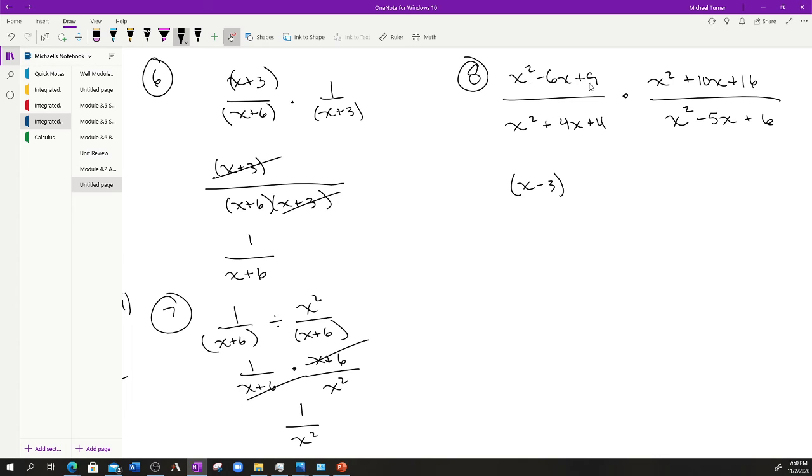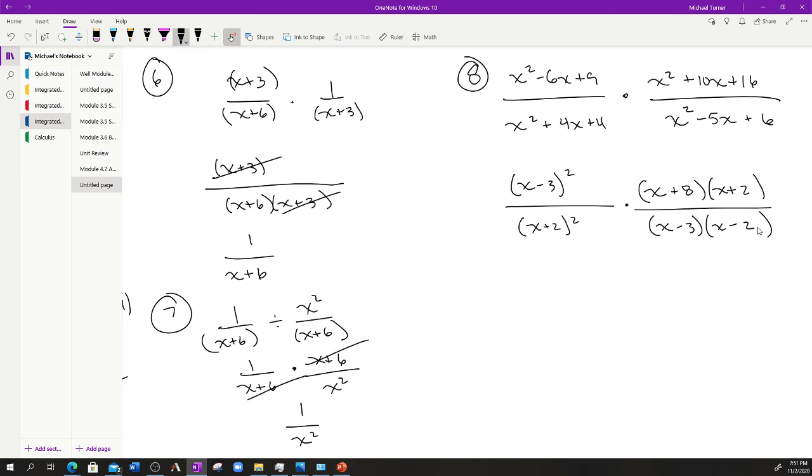So x squared minus 6x plus 9 factored would be x minus 3 quantity squared. X squared plus 4x plus 4 would be x plus 2 quantity squared. And then on the right side, that is factorable to x plus 8 times x plus 2. And in the denominator, that could be written as x minus 3 times x minus 2.